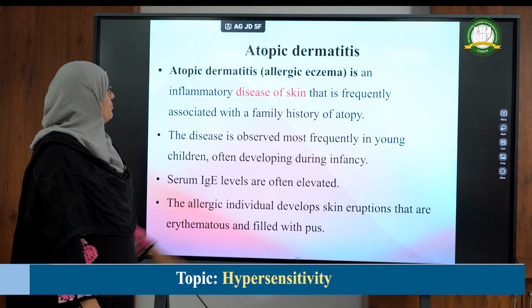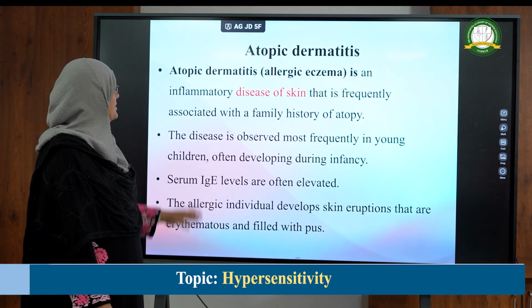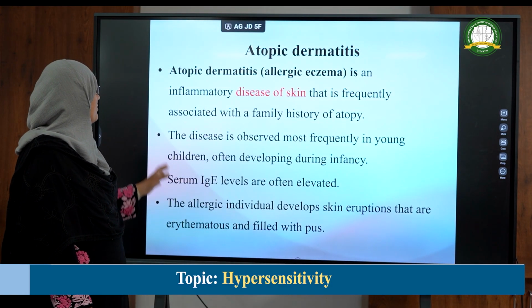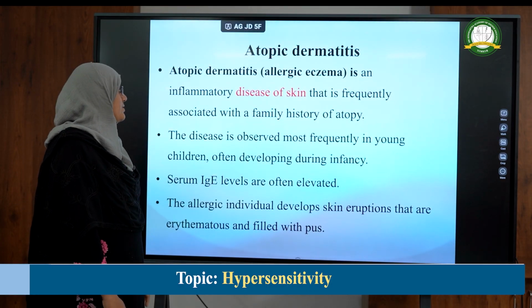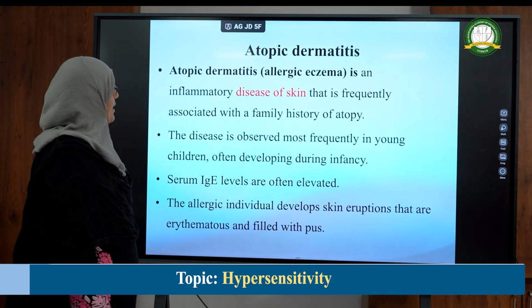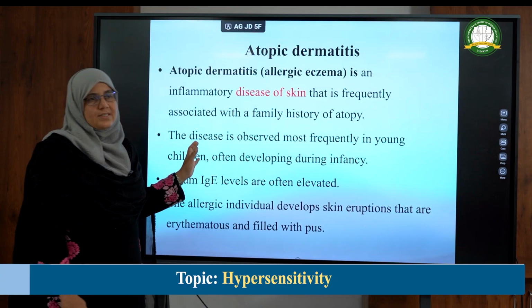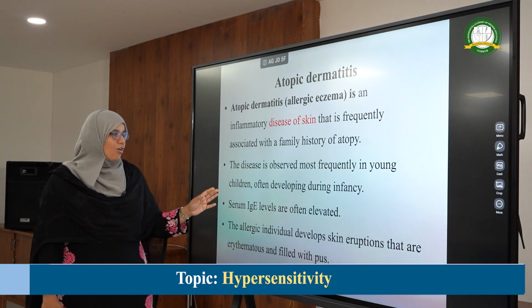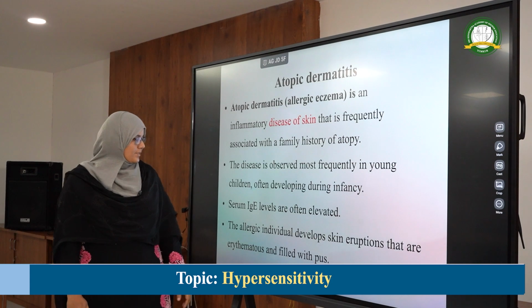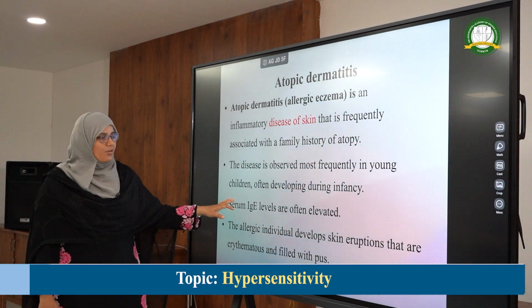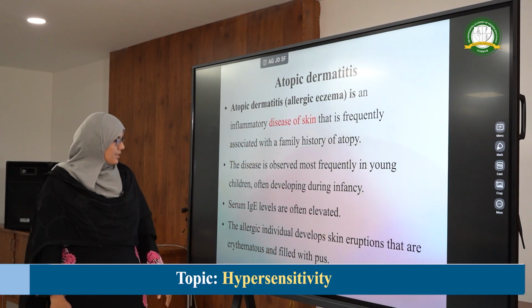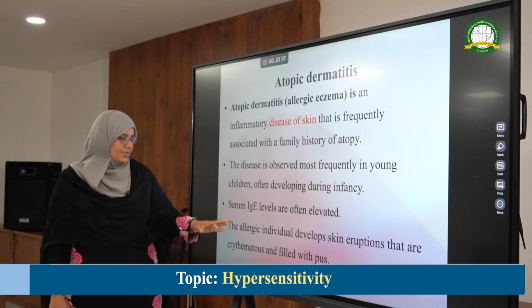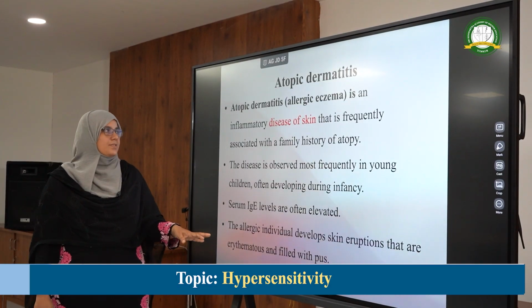Now a slide on atopic dermatitis. Atopic dermatitis, or allergic eczema, is an inflammatory disease of the skin that is frequently associated with family history of atopy. This disease is observed most frequently in young children, often developing during infancy. Serum IgE levels are often elevated in these individuals. The allergic individual develops skin eruptions that are edematous and filled with pus.